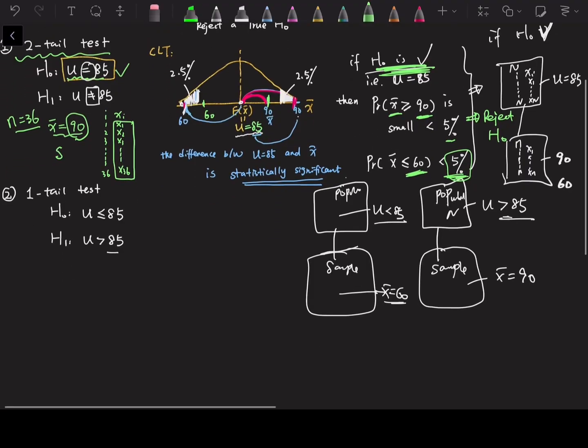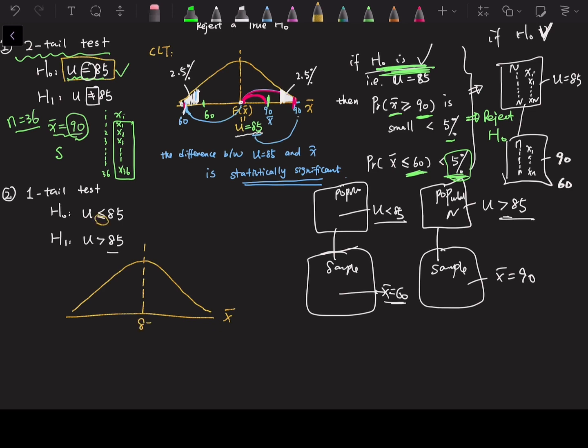So now instead of looking at two tails, we only look at one tail. So this is X bar, normal distribution, large sample, normal distribution. And then we assume the population mean is 85. You see, that's why we need an equal sign here. We assume this is 85, and how likely are we to observe a sample mean as computed sample mean, right? So let's suppose the sample mean is 90.